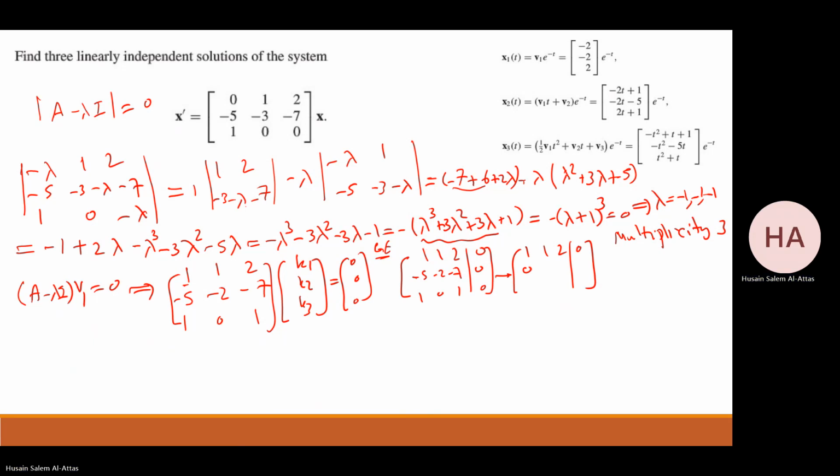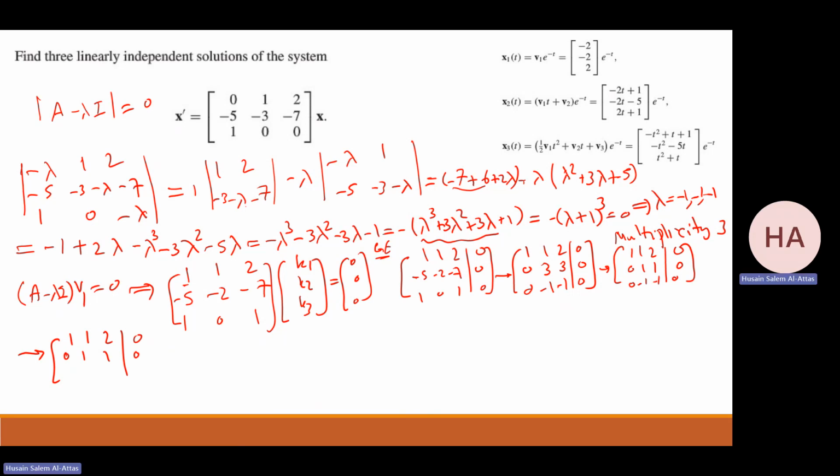I have 0. 5 minus 2, 3. 10 minus 7, 3, 0. So I have now, I'll multiply by minus 1 and add, that will be 0. Minus 1 and add, that will be minus 1. Minus 1 and add, that will be minus 1 also. Now divide the second row by 3: 0, 1, 1, 0. 0 minus 1 minus 1, 0. So I add now 1, 1, 2, 0. Multiply by 1 and add it to the third row, 0, 0, 0, very clear.